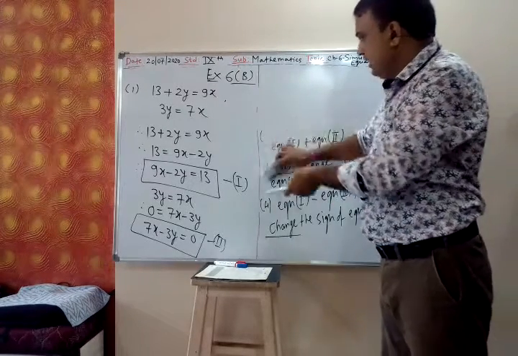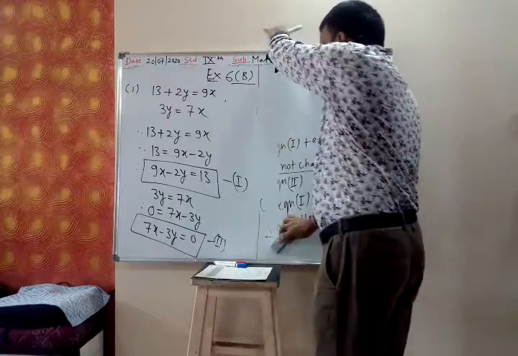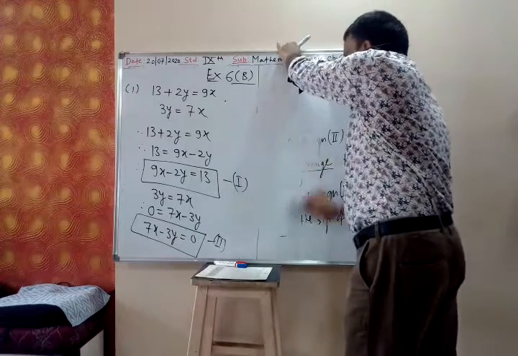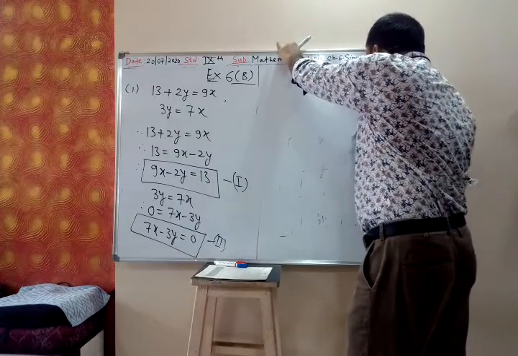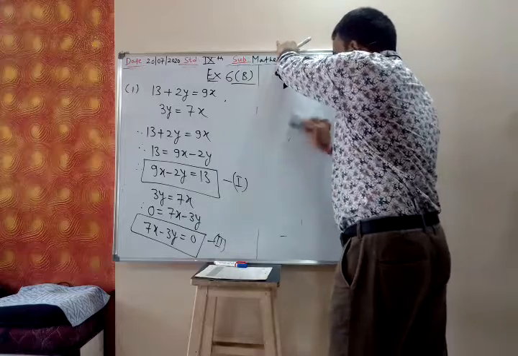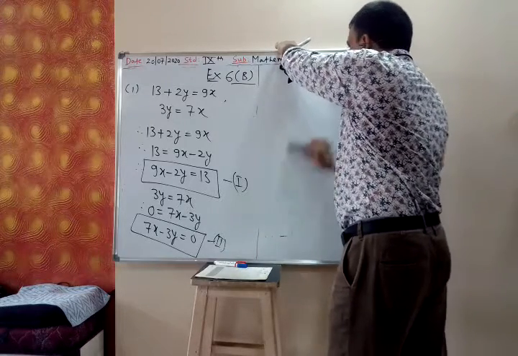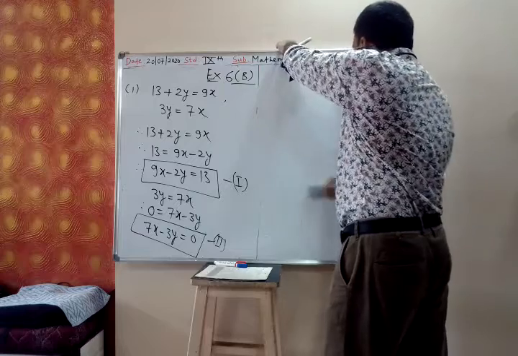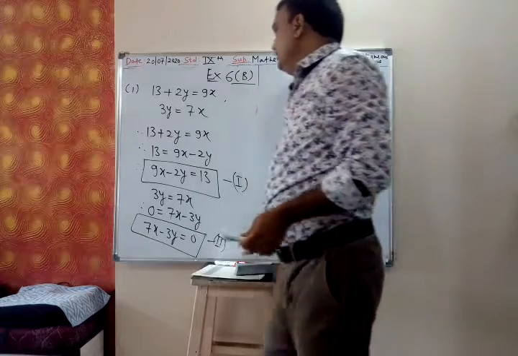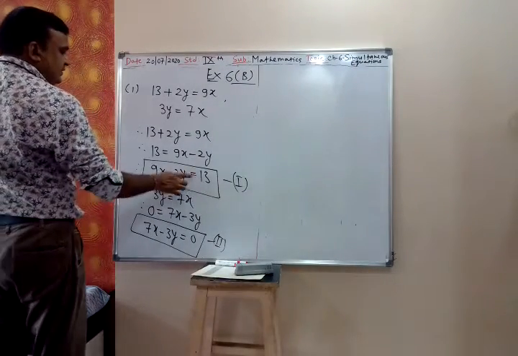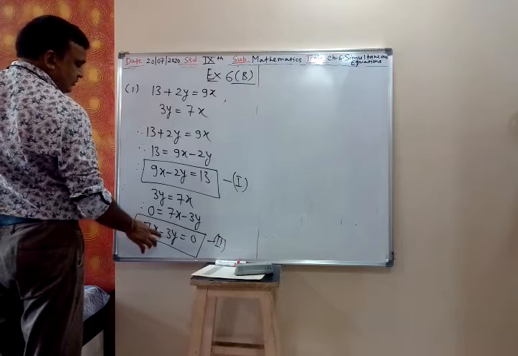That I am explaining. Your job is first to get equations 1 and 2 in the form of x and y. You have to write them in the form of a1x plus b1y is equal to c1 and a2x plus b2y is equal to c2. That form you have to write.